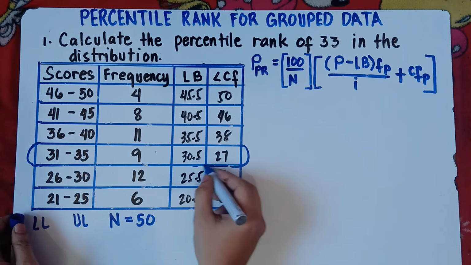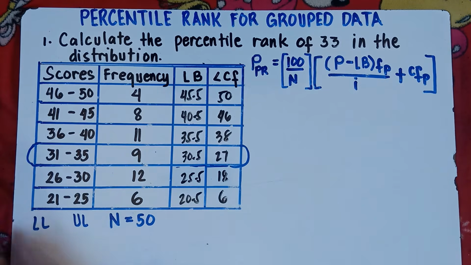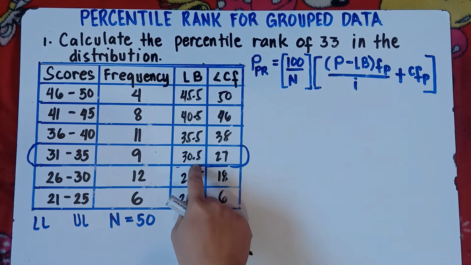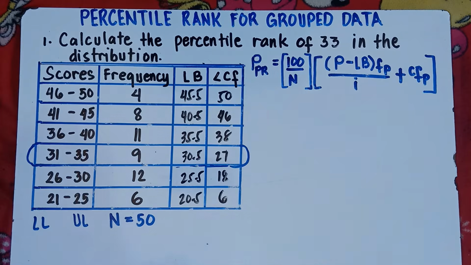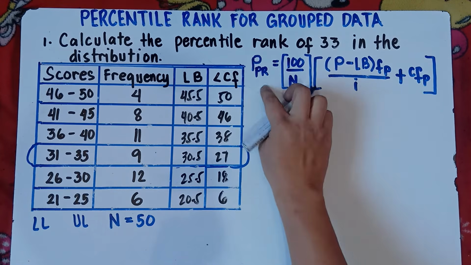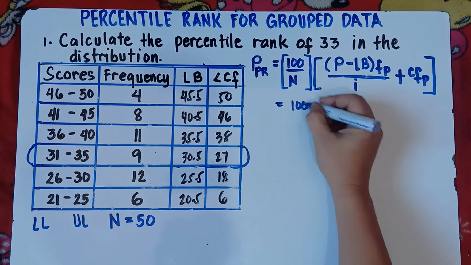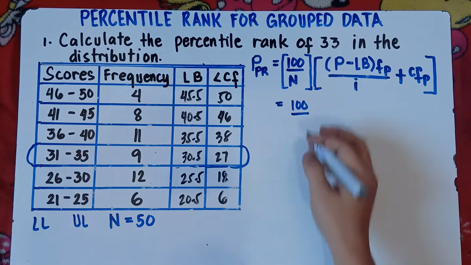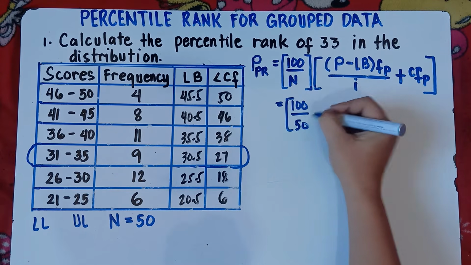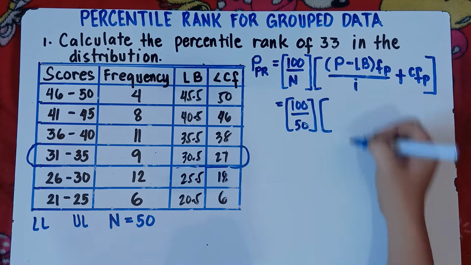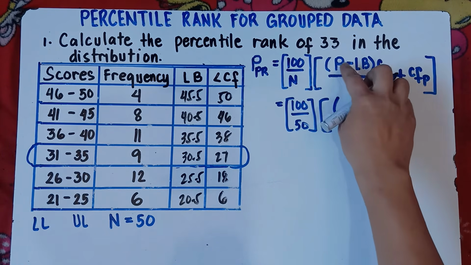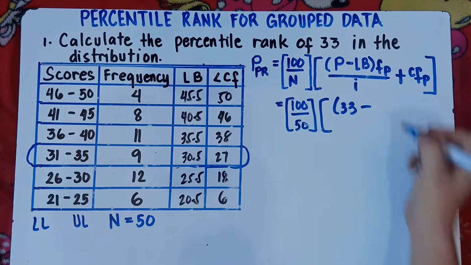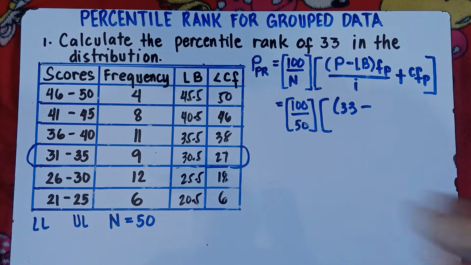Now, once you find the percentile class, it's very easy for the formula. Alright, let's substitute with regards to our formula. So we will be substituting this value, LB, then this frequency, and so on. Percentile rank 33 equals 100 over, once again, our n is the total frequency, that's 50. 100 divided by 50, then do not forget the bracket, then another bracket, then p is the percentile rank that we're looking for, that would be 33, so 33 minus LB, the lower boundary of the percentile class.